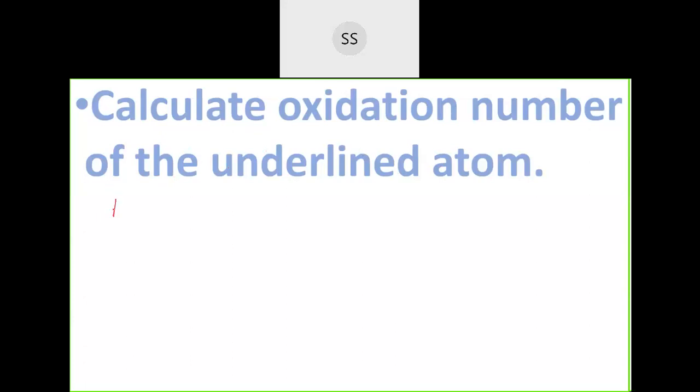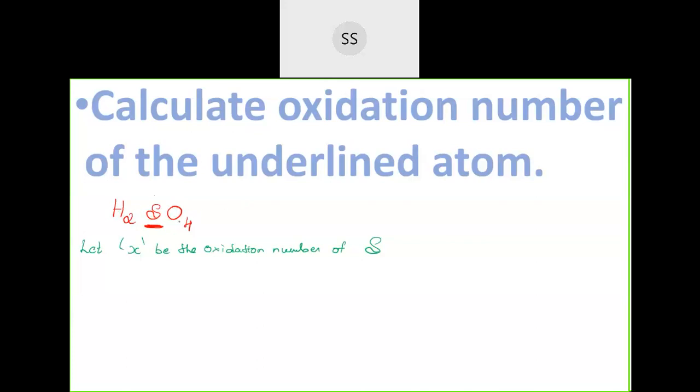Now I am taking the example of H2SO4, sulfuric acid, where you need to calculate the oxidation state of sulfur. So how do we calculate? We assume the oxidation state of the underlined element as X. So let X be the oxidation number of sulfur. We have two hydrogens present. You need to sum all of the oxidation states of the elements present in this compound, and then you have to see whether there is a charge.